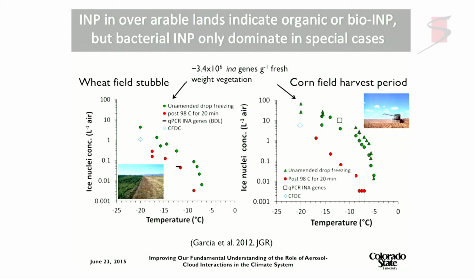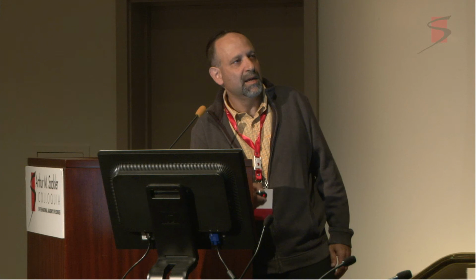In some cases they can be. This is how many he counted, and we put that at a temperature of -12 because that's where a single ice nucleating gene will freeze a droplet. And this is in a corn harvest though, so it's only in these highly perturbed situations that you get correspondence between the ice nucleating bacteria and the ice nuclei. So there's this other latent population that's unidentified as yet.